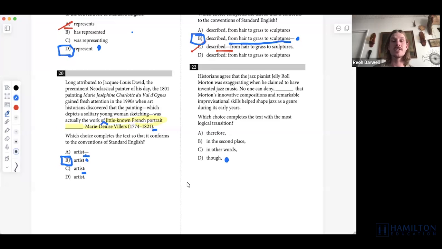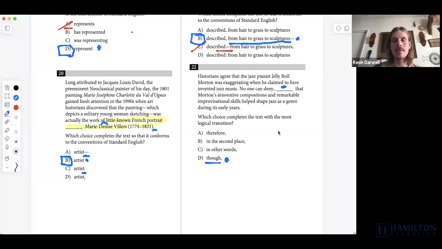22 is our first transitions question on Module 1. This is one of our more classic, easier versions of a transitions question. Sometimes I think students are nervous about selecting an answer choice like though, because it seems like a less official transition than a word like therefore. However, though is the only word that fulfills the role we need for this transition right here.